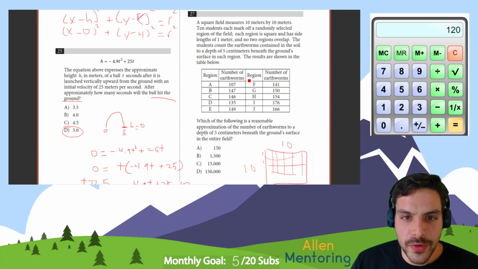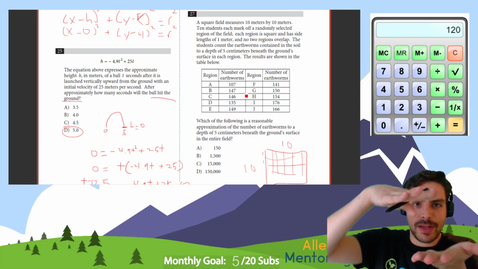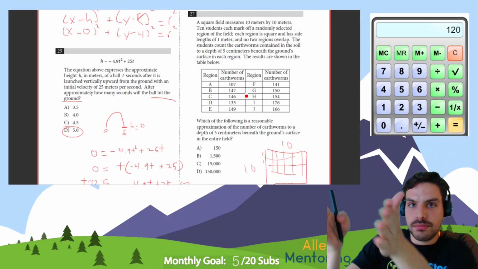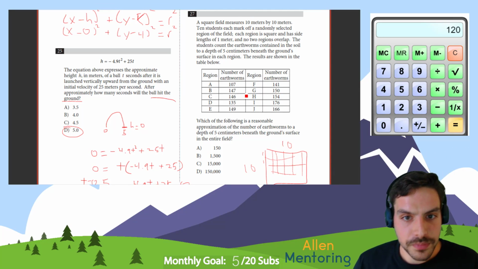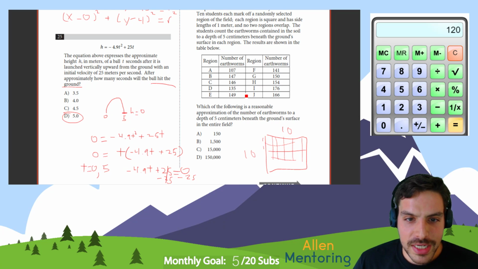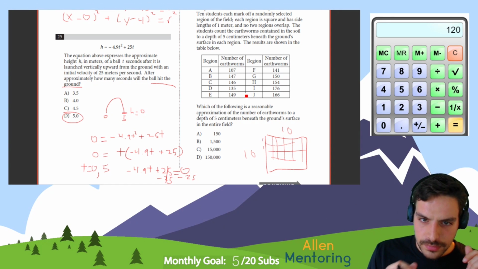The students count the earthworms contained in the soil to a depth of 5 centimeters beneath the ground. So it's kind of like 3D, right? It's like 5 centimeters, and there are 1 square meter cubes. The results are shown in the table below. Which of the following is a reasonable approximation of the number of earthworms to a depth of 5 centimeters beneath the ground surface in the entire field?